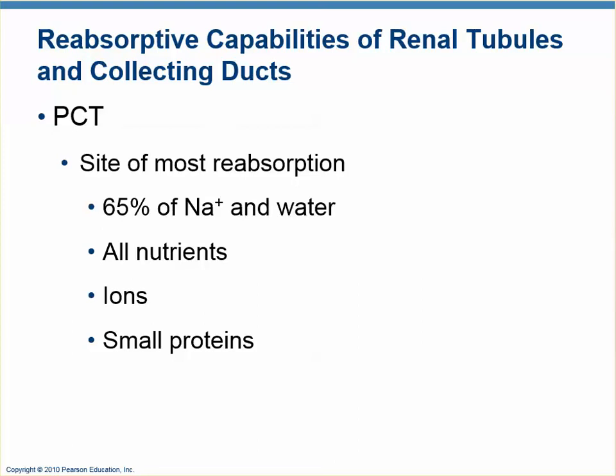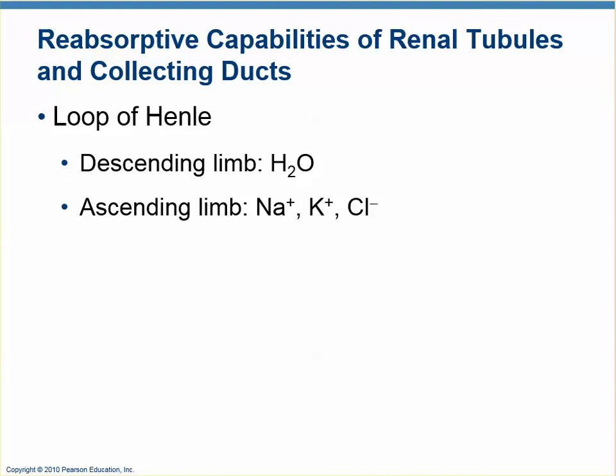So by the time the filtrate leaves the proximal convoluted tubule and ends up in the loop of Henle, it is basically stuff that's not been reabsorbed. So it's water, sodium, so it's the 35% of the water and 35% of the sodium, a little bit of potassium, and all of the waste products like urea and creatinine and things like that, stuff that will not ever get reabsorbed.